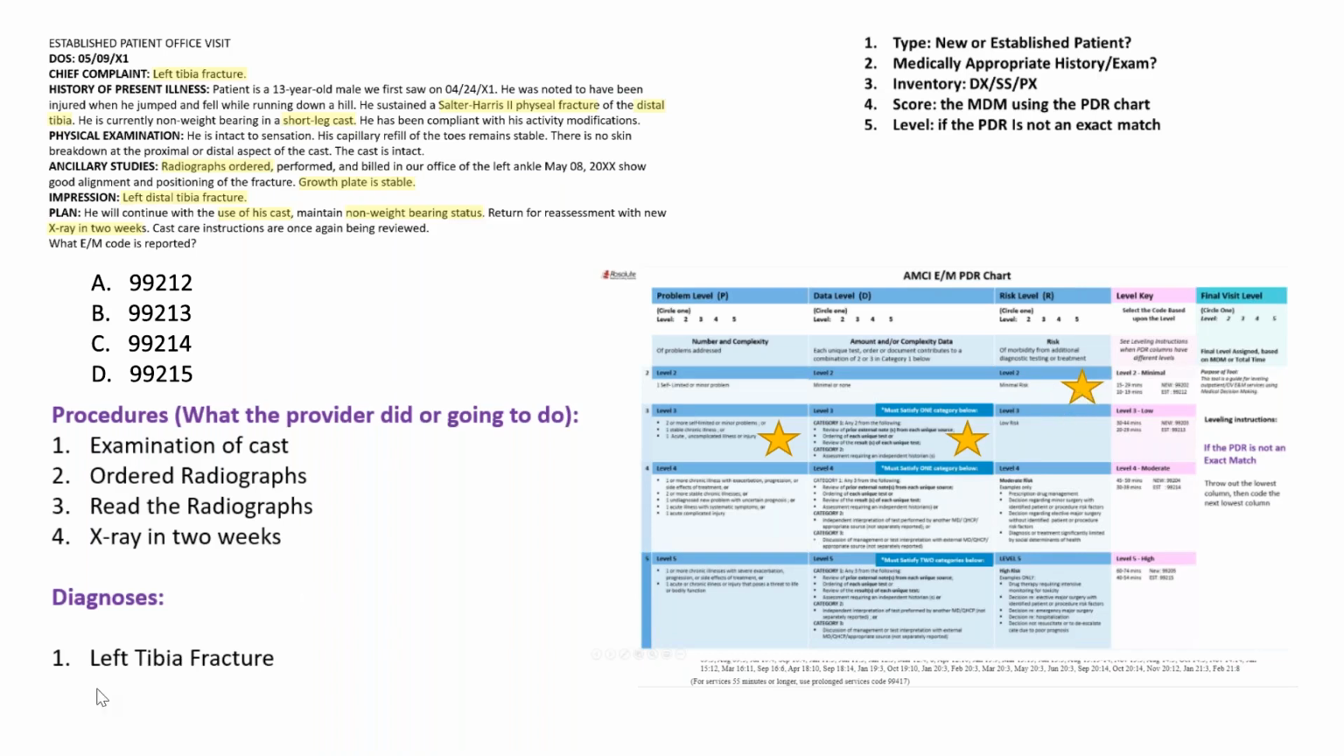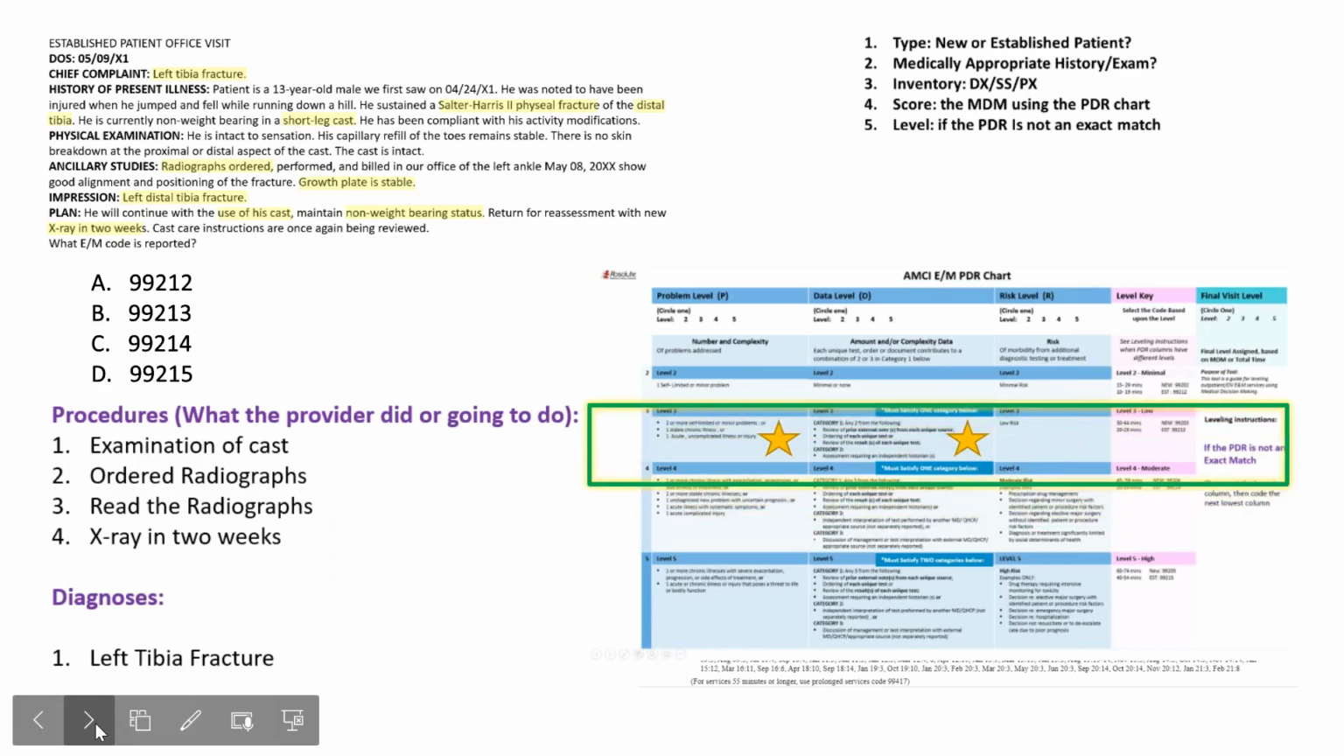For our risk, the risk would be pretty low. He only has a tibia fracture. It's not really complicated by anything except that he can't put weight-bearing activities on it, so that's low. Since we need two of three levels, we get rid of the lowest column and choose the next, with it being 99213.